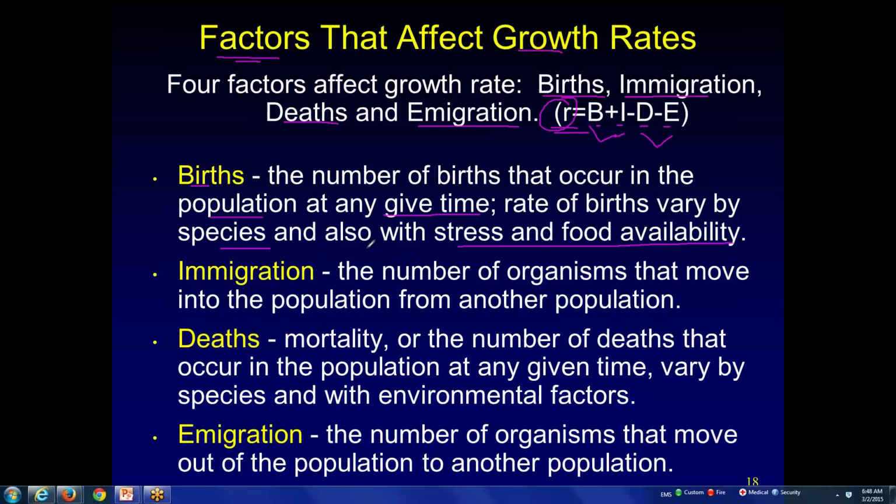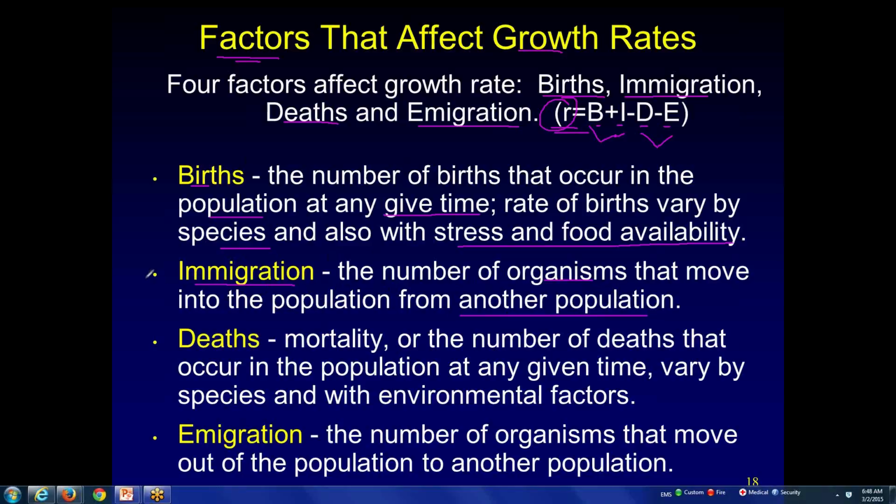And of course, if conditions are very stressful, even species that have lots of babies and high birth rates will see that drop. So even a mouse population can drop in birth rate just because of a lack of food availability, etc. Immigration: the number of organisms that move into the population from another population.